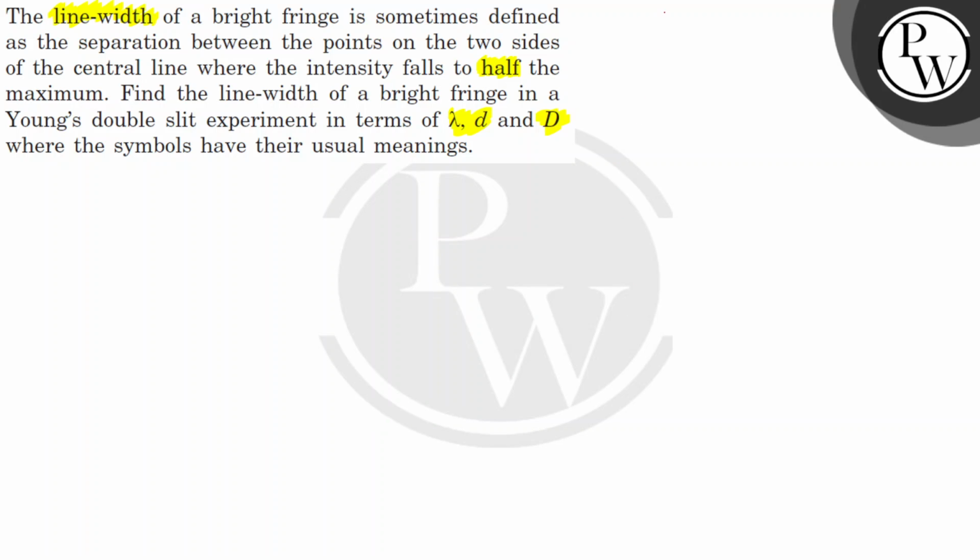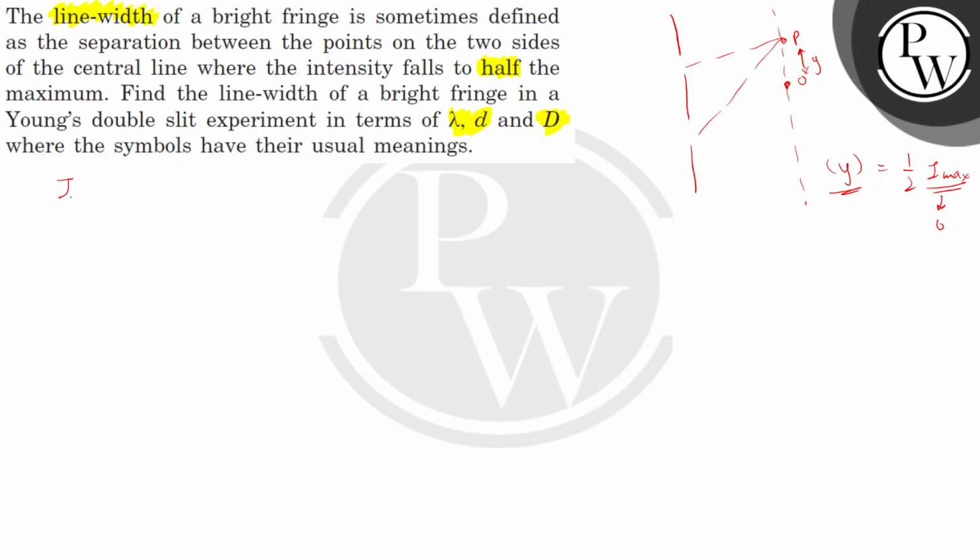So let's draw the YDSE experiment. We have two slits and this is the central point, and this is the screen. So there are 2 points on the screen where the intensity, let's say this point is point P and this point is O. There is a distance y between O and P, and the intensity at point P is going to be 1 by 2 the intensity max. Intensity max occurs at point O, right?